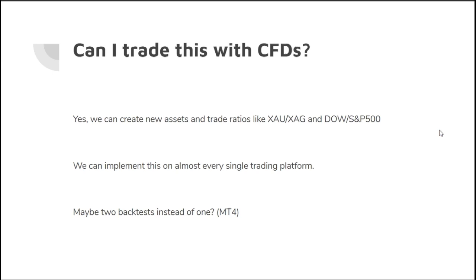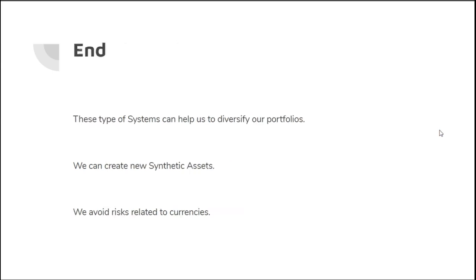We can implement this on almost every single trading platform that is released on the market. Maybe we are going to need to do two backtests instead of one, as is the case of MetaTrader 4. But hey, is it worth it? Yeah, it is. Why? Because it's a type of system. First of all, it can help us to diversify our portfolios if we create interesting spreads between ETFs or financial indexes or something like that.